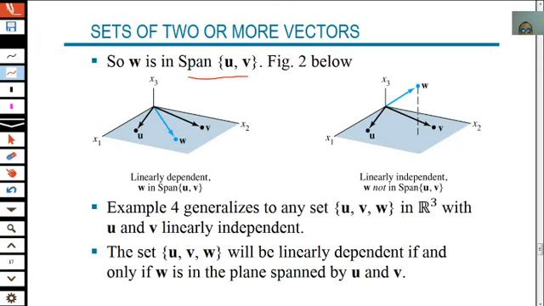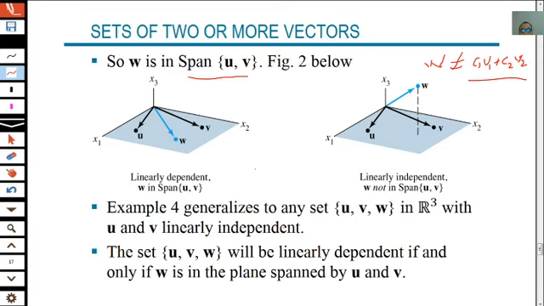This is denoted in the figure: linearly dependent, w in span u and v. You see, u and v are on the ground, and w is a linear combination of u and v. But in the second figure, the vectors are linearly independent because w is not a linear combination of u and v. w is in a different plane in R cubed, which means that w is not equal to a linear combination of vectors, namely the addition of c1 u and c2 v.